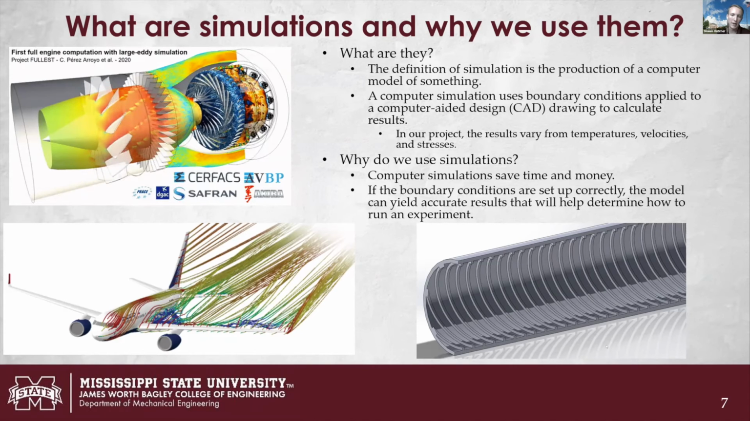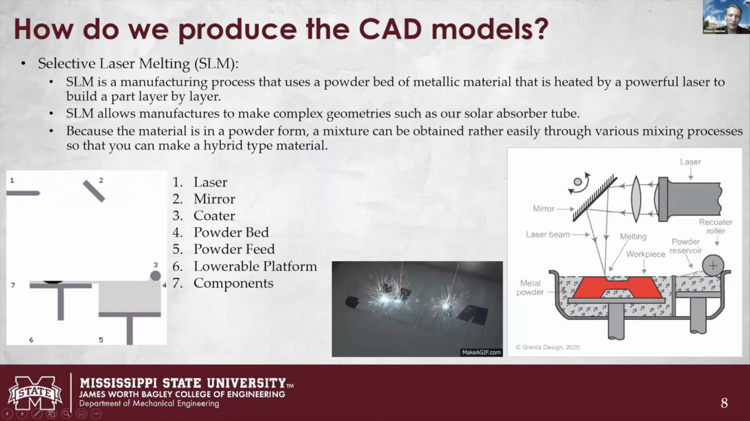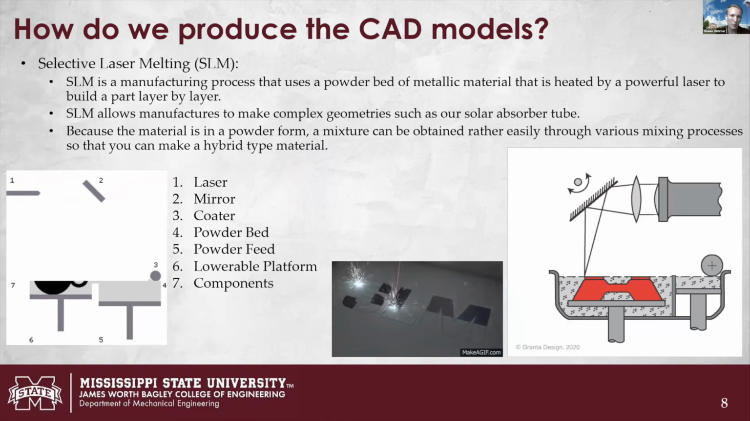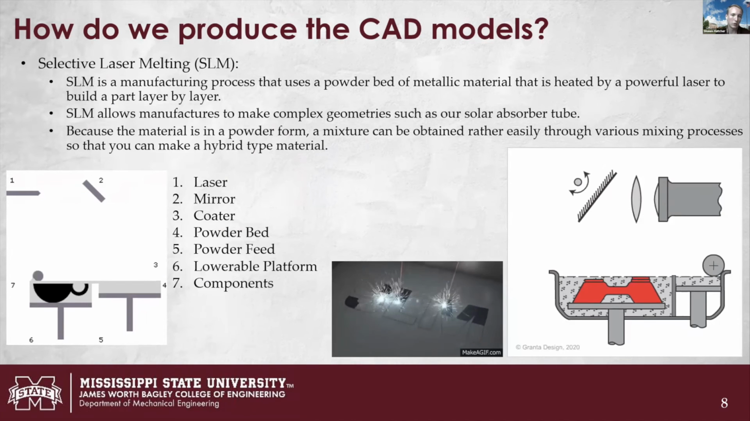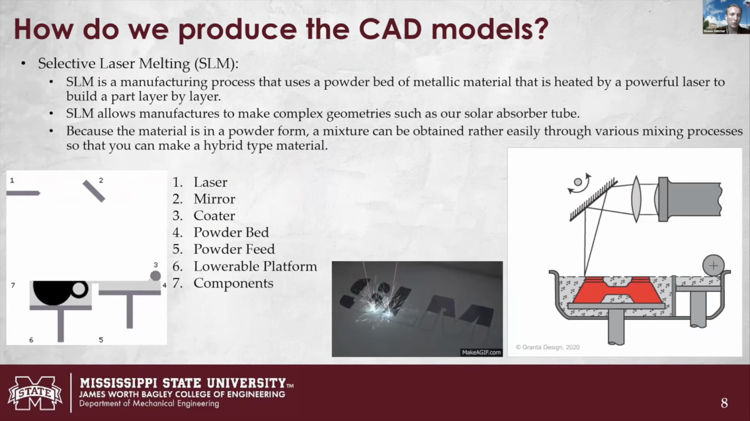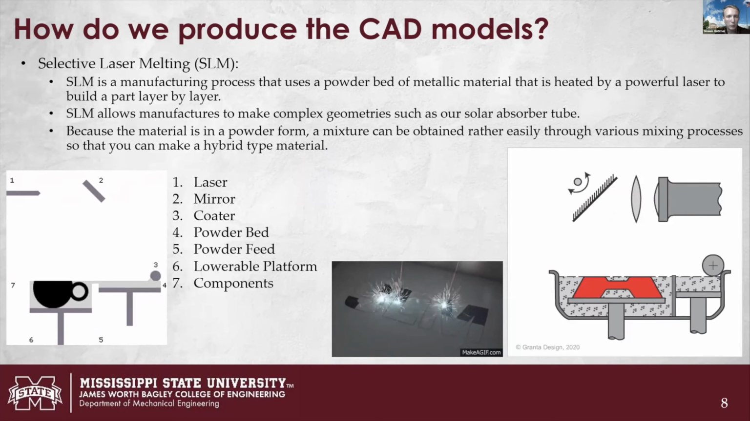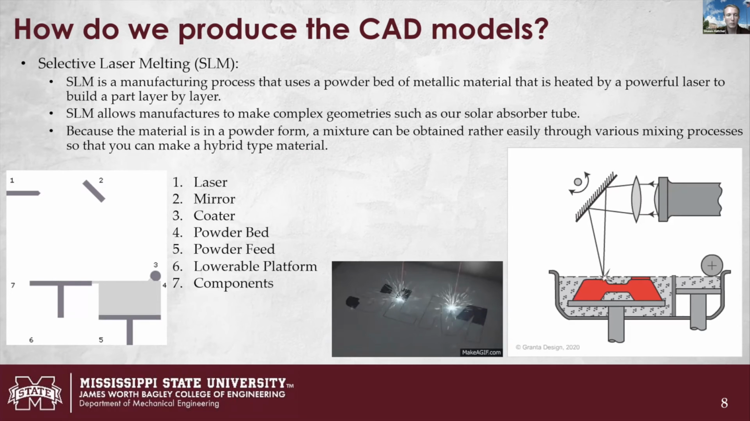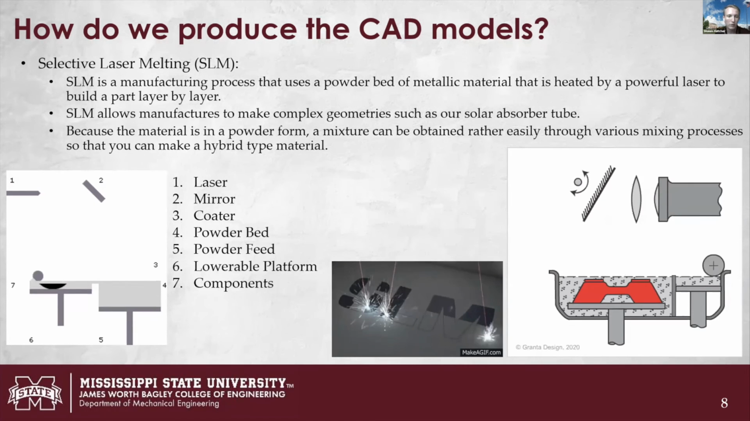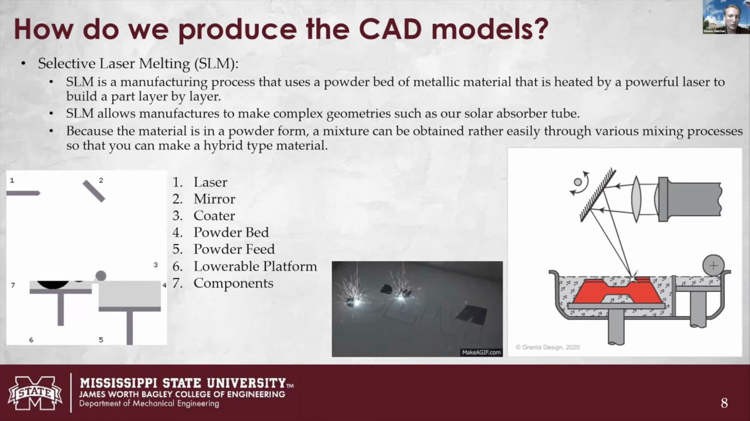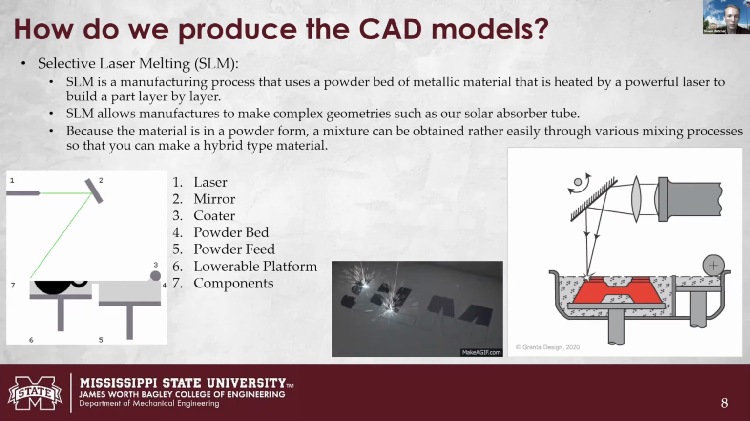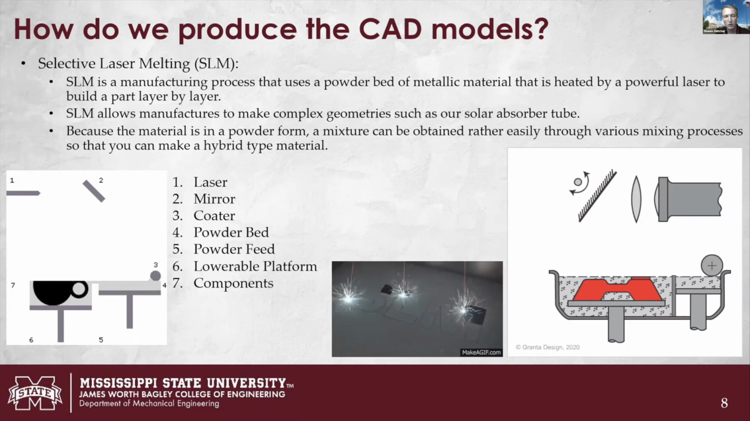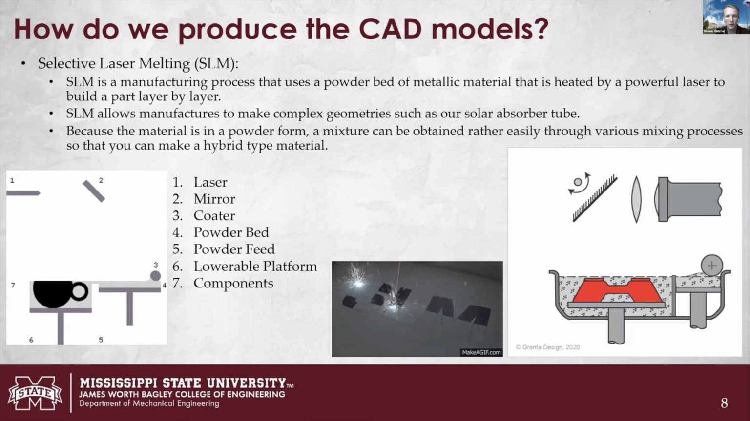And so how do we produce these CAD models? We have a slew of options to look at, as we saw in Paul's presentation, but I'm particularly going to talk about selective laser melting, which is also known as powder bed fusion. Selective laser melting is a manufacturing process that uses a powder bed of metallic material that is heated by a powerful laser to build a part layer by layer. As you can tell in the left GIF and the right GIF, the laser is shot into a mirror, the material is formed by the laser, and then the powder goes over the top of it and is formed again.